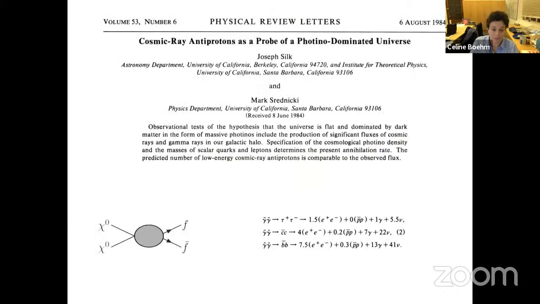so people have looked for those photons. As I showed you in the paper, the first paper was in 78. But in 1984, there was another important paper which was published by Silk and Srednicki, which was saying, well, actually, it's also a way to produce antimatter. And in this case, they were focusing on antiprotons, but in reality, you can think about positrons and so on. So this was a very instrumental tool because if you detect some antimatter in our galaxy, and if you think that the amount of antimatter you detected is far greater than what you expect, then potentially you have traced back.